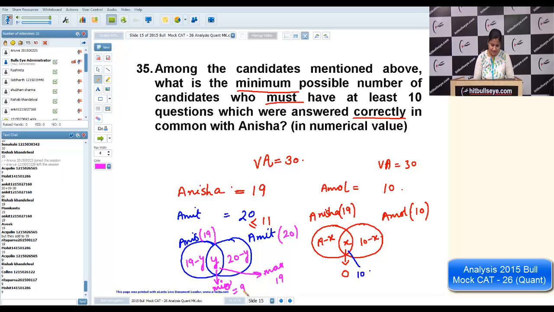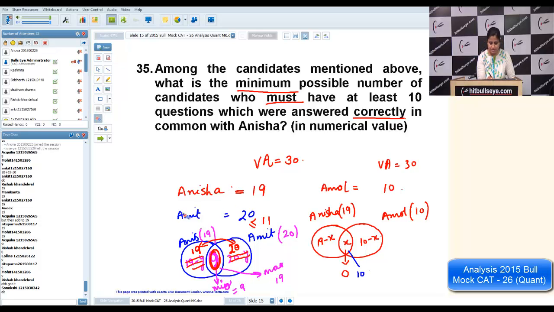Why so? If we consider there is no common correct answer here, if we consider 0 as the number of common correct answers, then in that case Anisha has attempted 19 correct answers and Amit has attempted 20 correct. It means in total the section will comprise 39 questions, which is not so in this case. The maximum will be 19 and the minimum will be 0 in this case.